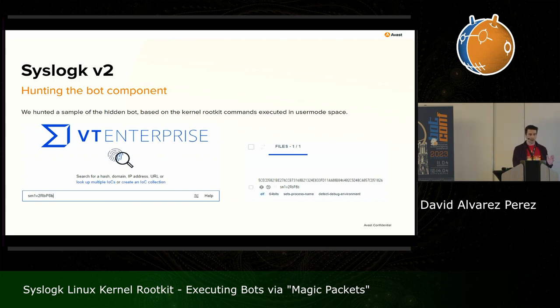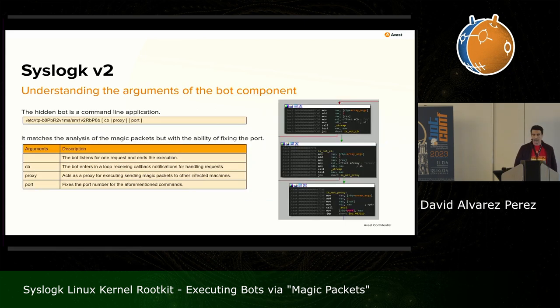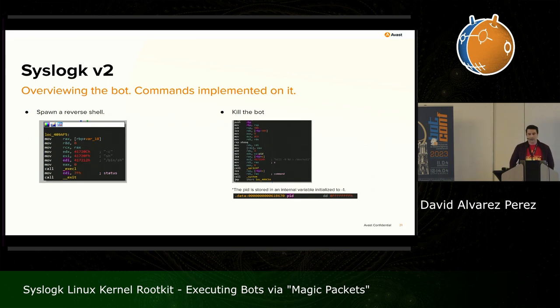According to the commands that allow starting the bot, we were able to find the bot in VirusTotal also. And if we take a look at the bot, obviously it implements the same commands that we already saw, starting the bot without parameters, with callback mode or proxy mode, but it also allows adding a port. A port argument that allows fixing the bot to a listening port, instead of running it on a random port. The bot also implements the payloads spawner, reversal, and also killing the bot. You can see the variable PID initialized to -1, which allows killing the bot later.